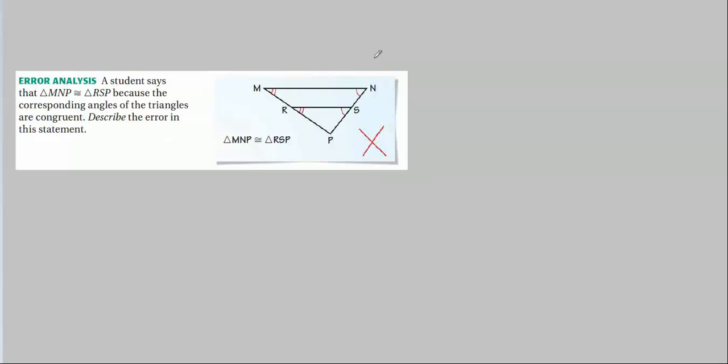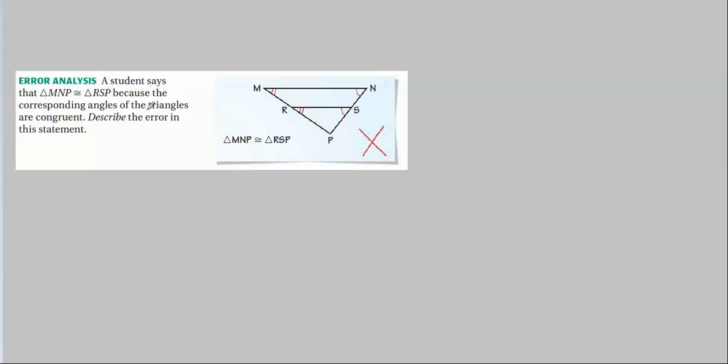So, what did we do wrong here? The corresponding angles of these triangles are congruent. So the triangles must be congruent. That's not true. They could be, but they don't have to be.